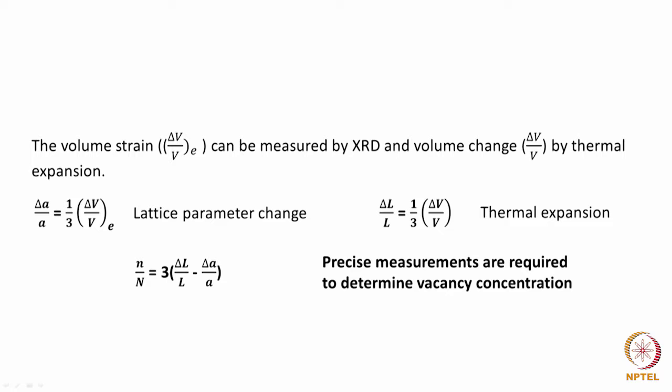But what is essentially important is the precision. What is the concentration of vacancies which we are looking for? It is around 10 to the power of minus 4 at best or much lower than that. That means that the precision with which delta L by L and delta A by A have to be measured is going to be very high. That is the experimental difficulty. Otherwise, this is a very neat, simple experiment with which we can get information about the defect concentration in the material.